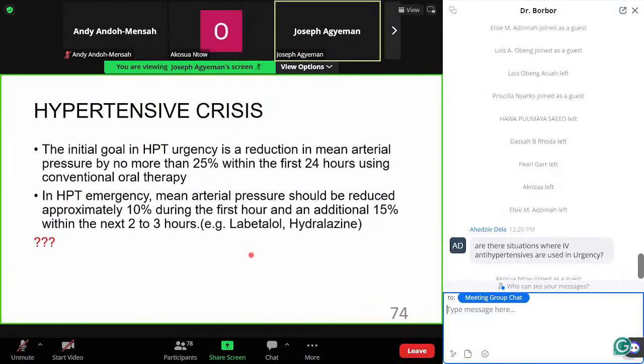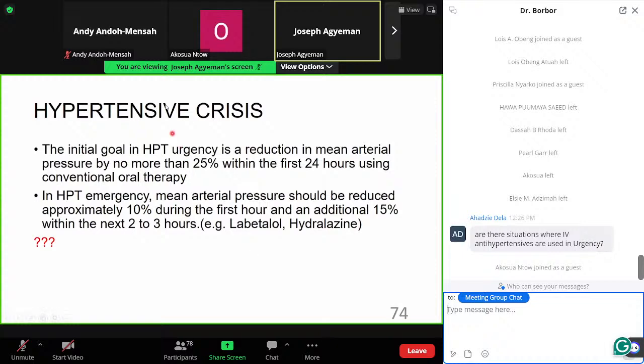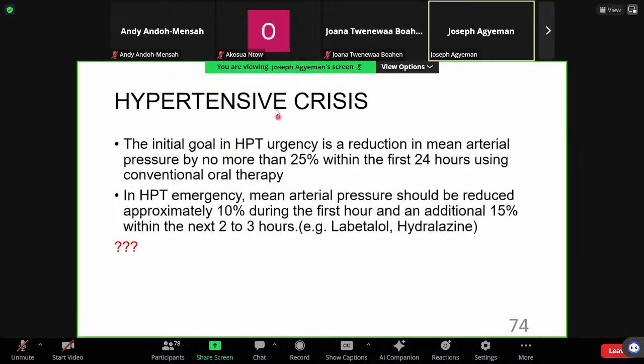Any other question? Class captain, any information for us, if you don't have any question? Yeah, are there situations where IV antihypertensives are used in an urgency?